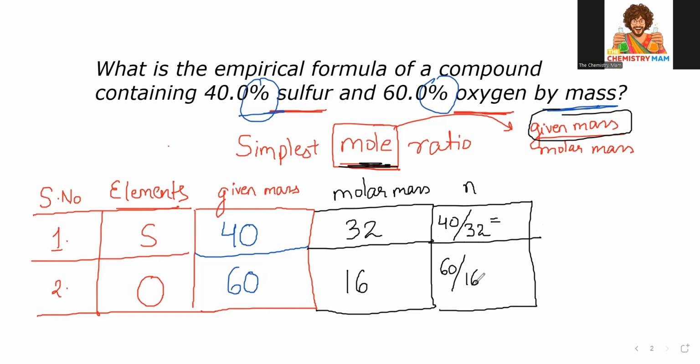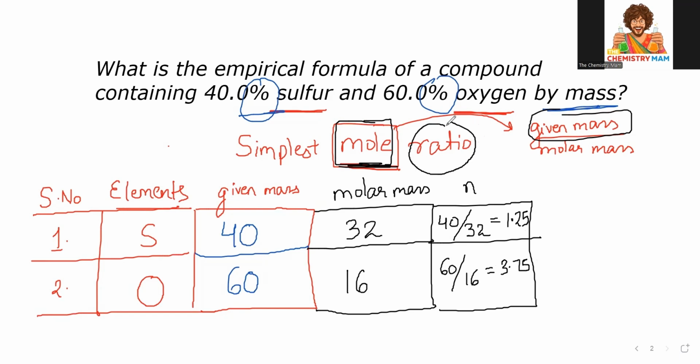Now I will be using my calculator to calculate 40 divided by 32, and that comes out to be 1.25, and then 60 divided by 16, that comes out to be 3.75. So I have calculated the moles. Now it's time for calculating the ratio.